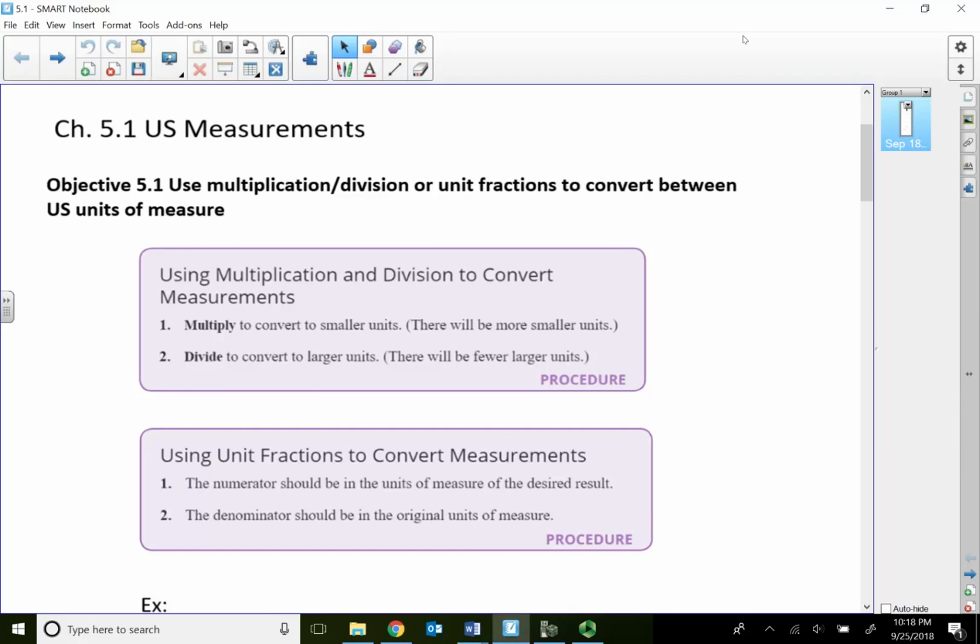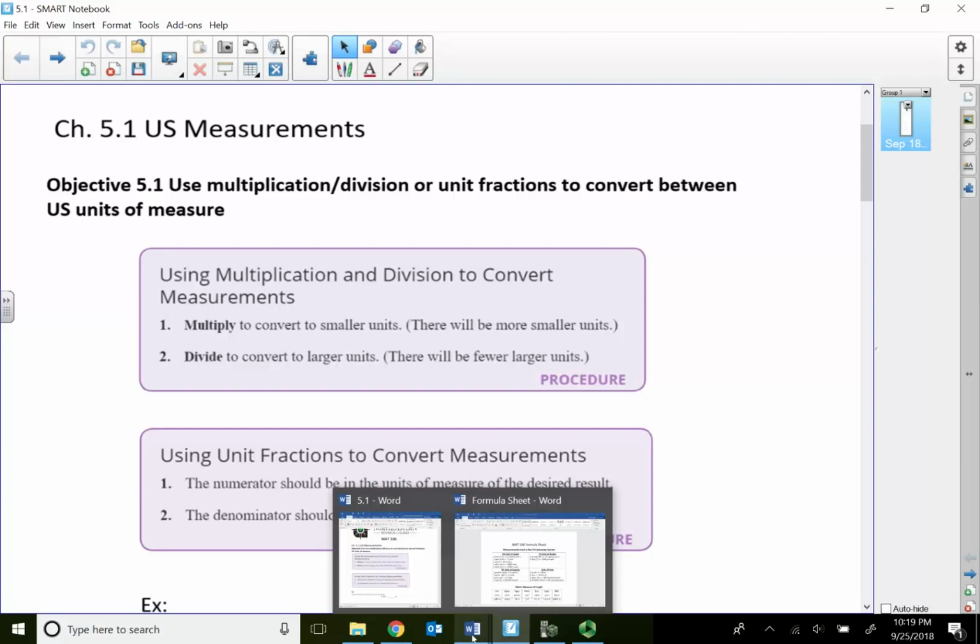Welcome to Module 5.1, talking about US measurements. In this lecture video, we're going to learn how to convert our US measurements of length, weight, and capacity. So make sure you print out your formula sheets, okay?